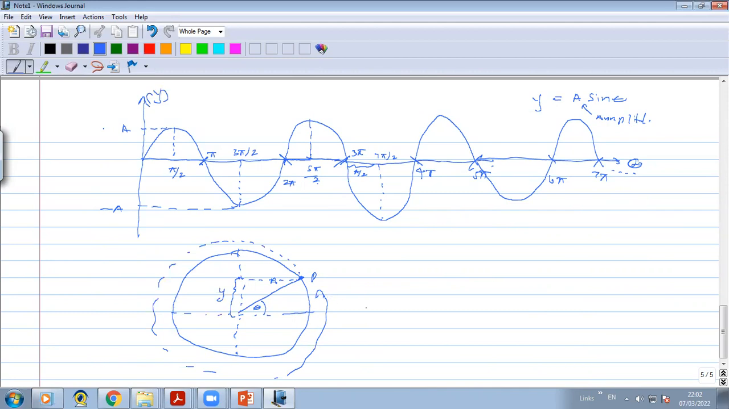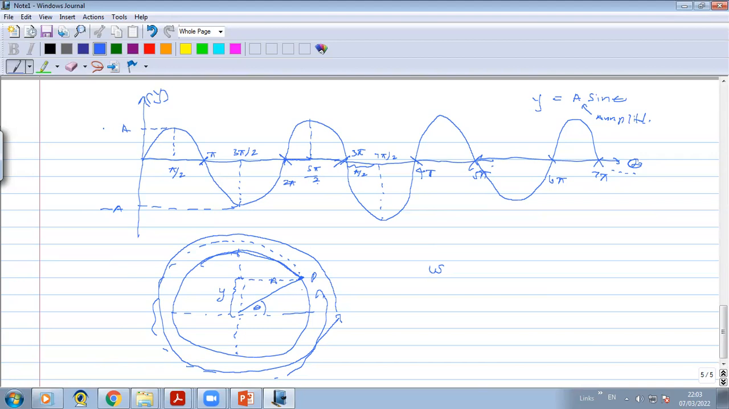So let's say that this P is traveling with a constant velocity. Let's assume that the velocity is omega. So this point is traveling with a constant velocity, and let's say that is omega. That means the speed at which this point rotates, we take as omega.